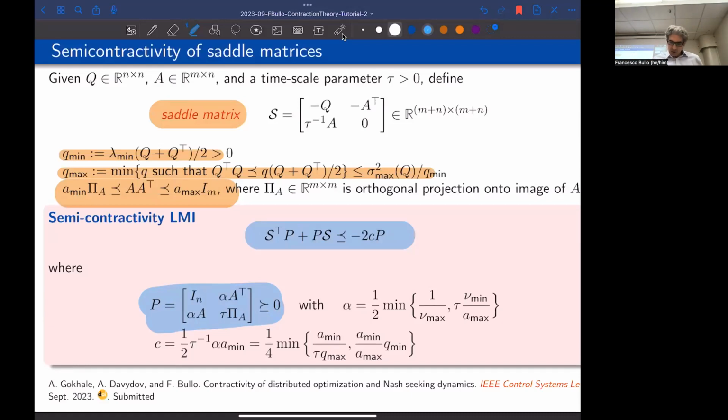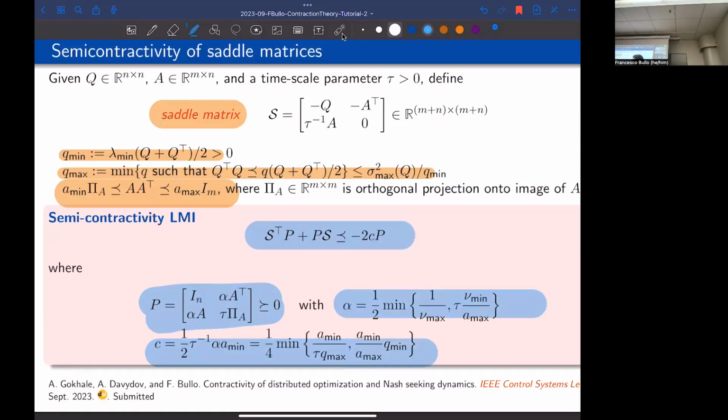And I have explicit expressions for alpha and C, which are the two parameters that appear. Alpha appears in P, and C appears directly in the LMI. So how do I show that this thing holds? First off, I'll do it in 3 steps.